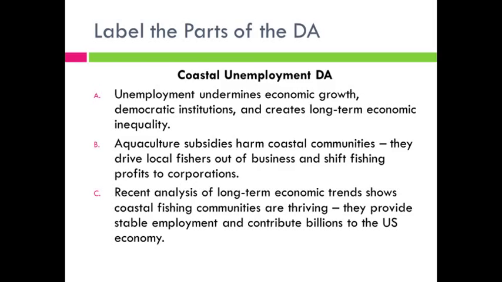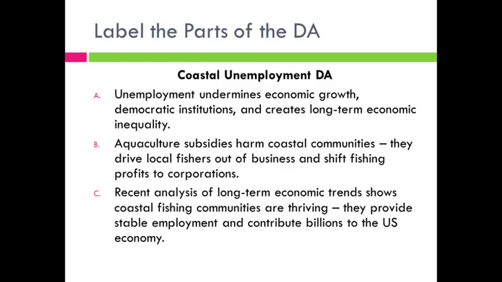Alright, so aquaculture subsidies harm coastal communities. They drive local fishers out of business and shift fishing profits to corporations. Alright, so the big hint is that it talks about the AFF specifically, right? Aquaculture. It harms coastal communities. So it's talking about something that aquaculture, the plan, causes to happen. Well, that sounds like it's a link, and indeed that would be correct. Part B is the link, right? Because they drive local fishers out of business and shift fishing profits to corporations.